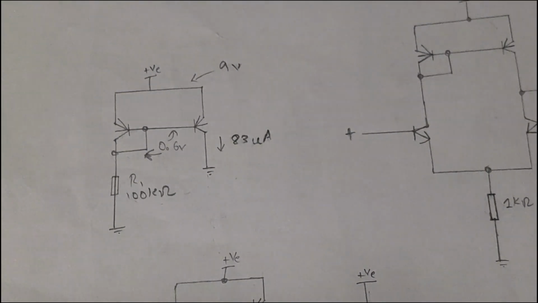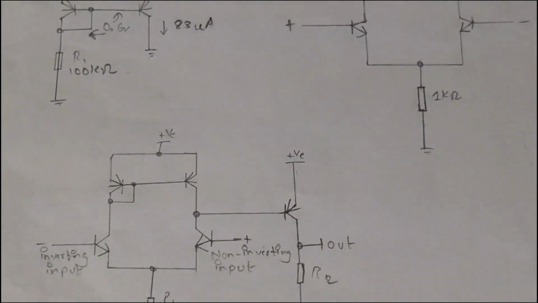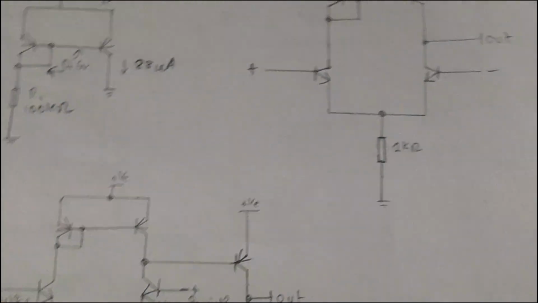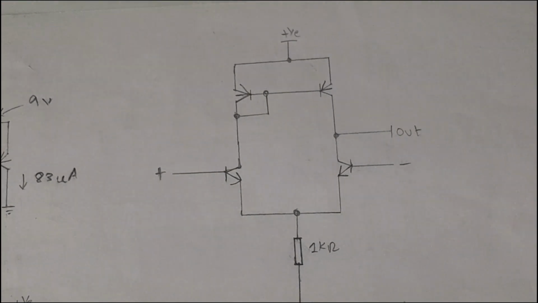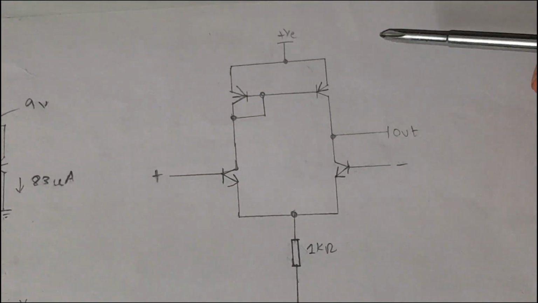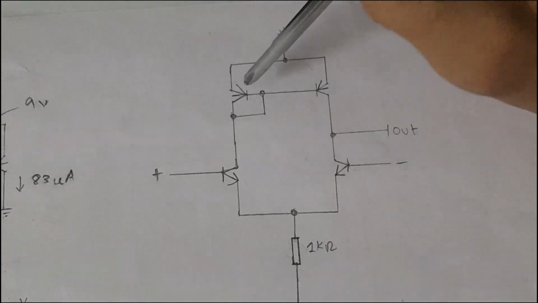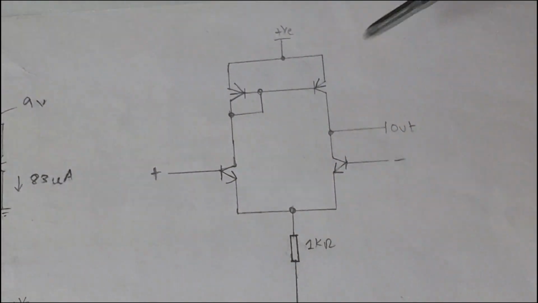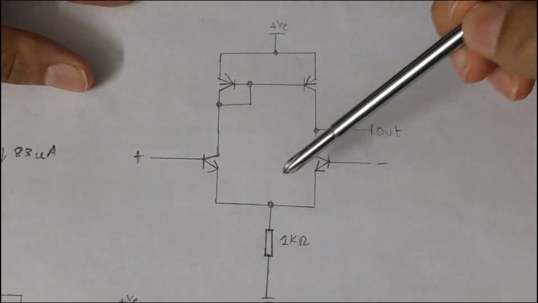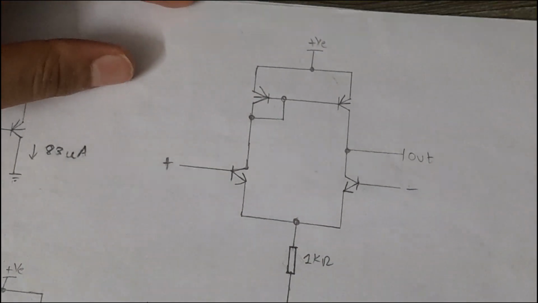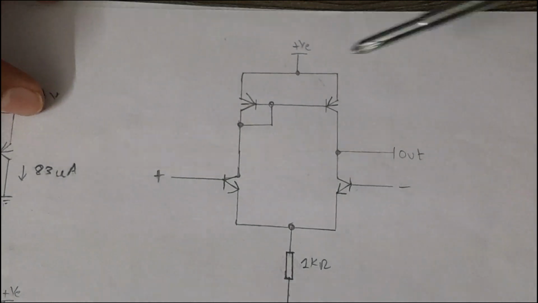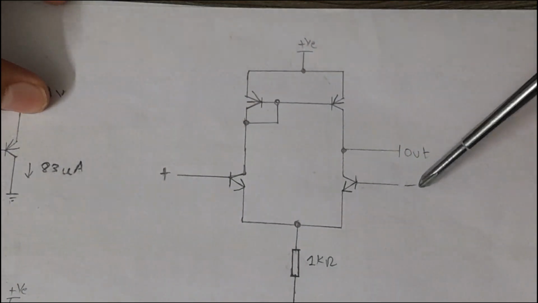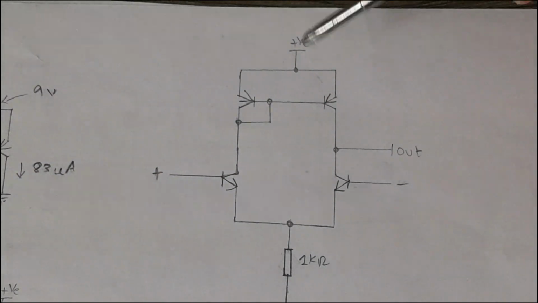83 microamps, not milliamps or ampere. So we can modify the circuit, and we can connect the circuit here. You can see the current mirror. So basically this is also a very crude amplifier, a crude op-amp. This is the positive and negative, or non-inverting and inverting input.